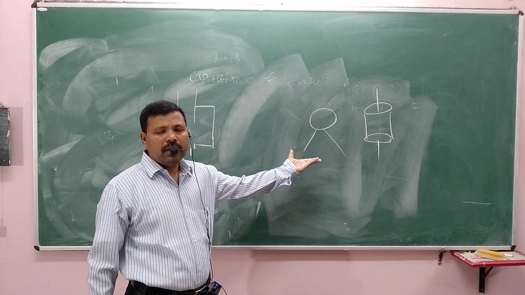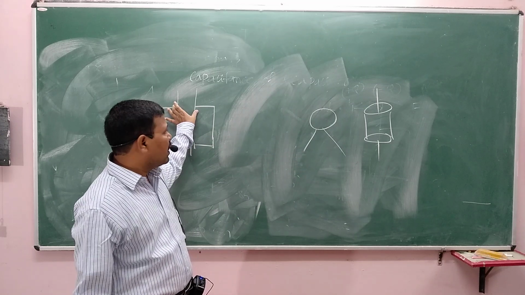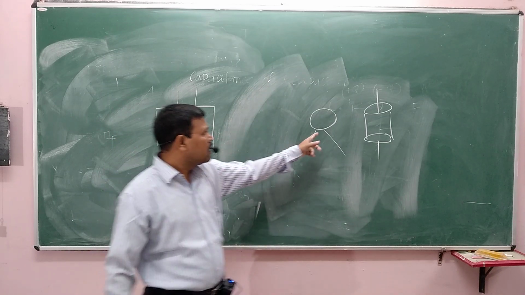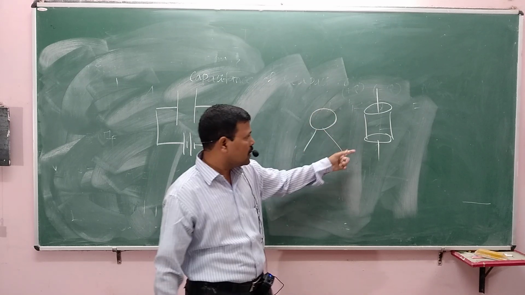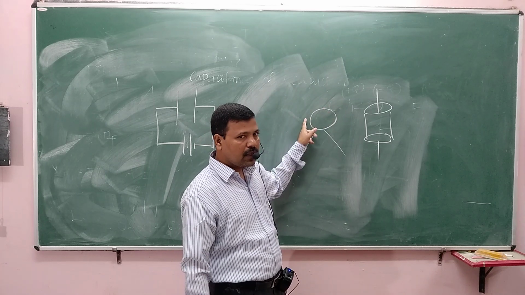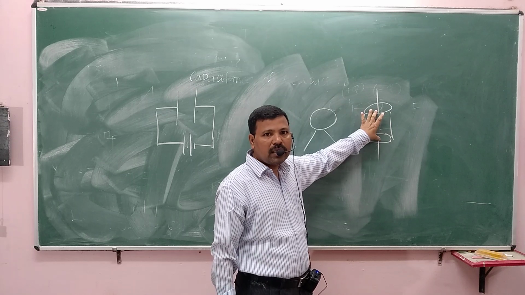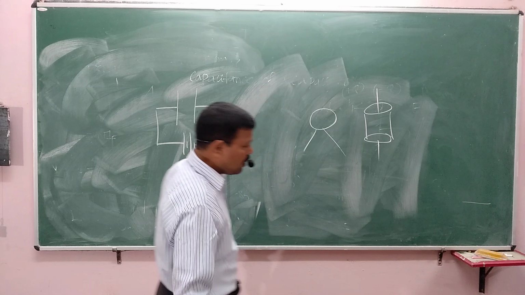Depending upon their shape, they are classified into three categories. Parallel plate, two plates are parallel to each other. This is a spherical capacitor, these are the two conductors. This is a cylindrical capacitor, these are the two terminals. Fine.